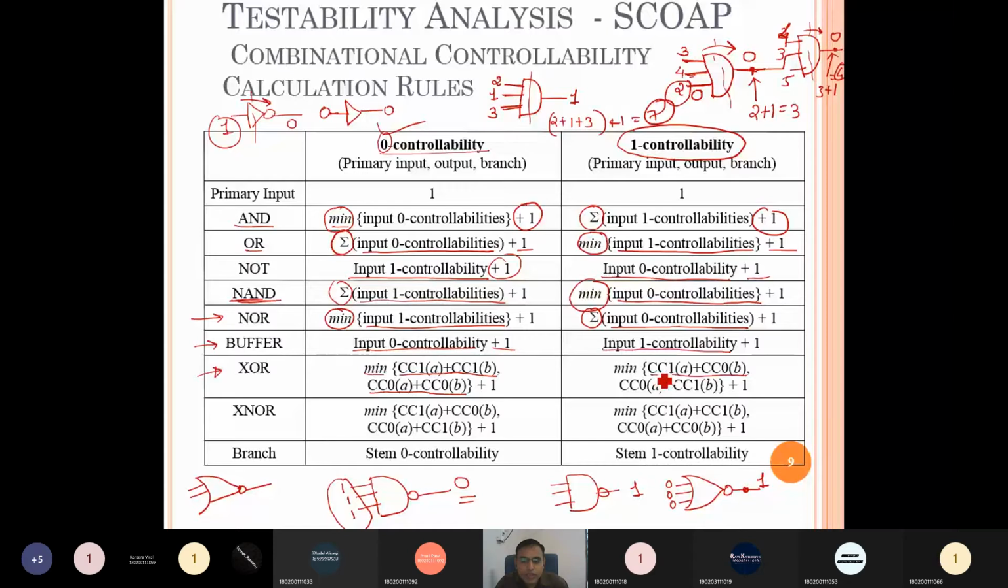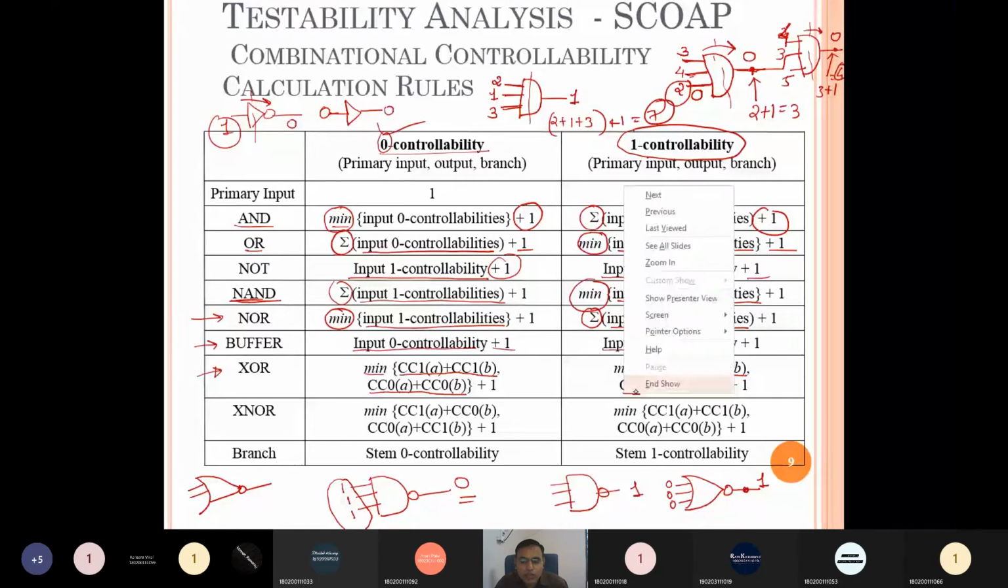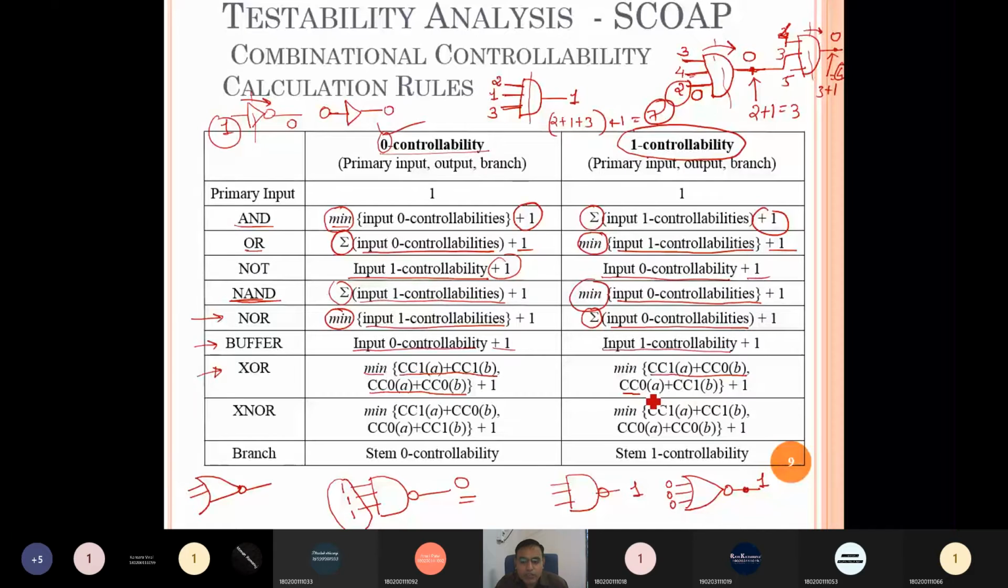So CC1 of A and CC0 of B. In that case also it produces the output of the XOR gate equal to 1. Otherwise, when A is equal to 0 and B is equal to 1, then also we get the output of the XOR gate equal to 1. So it is CC0 of A plus CC1 of B. Then also we will get output equal to 1. So whichever is the minimum of these two, that we have to take to calculate the one controllability of the XOR gate output. Is it clear?